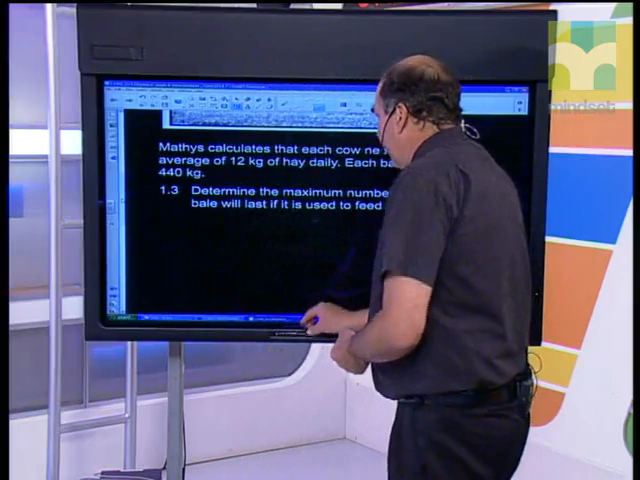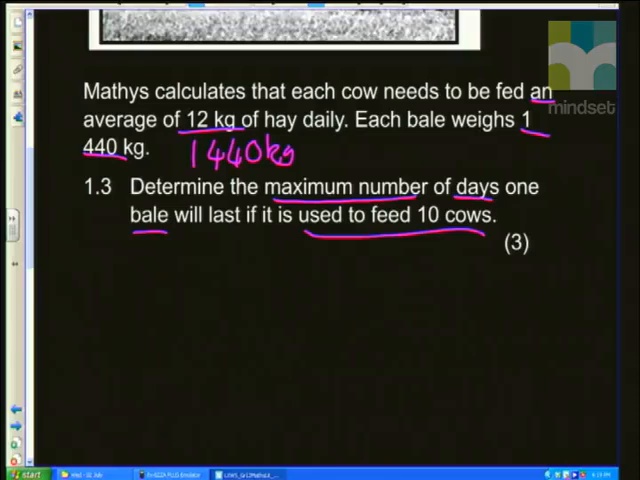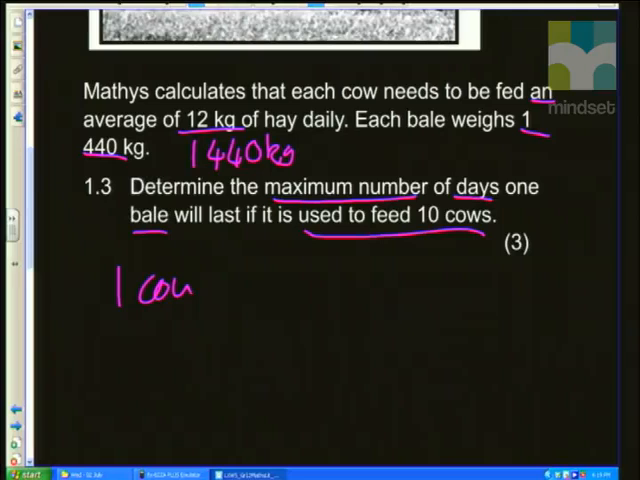Mateus calculates that each cow needs to feed an average of 12 kilograms of hay daily. This is in winter. Now, each bale weighs 1,440 kilograms, so we mustn't forget that. I'm just going to write it over here. We're asked to determine the maximum number of days one bale will last if it is used to feed 10 cows. Okay, so let's get this very clear. One cow eats 12 kilograms a day. So if one cow eats 12 kgs, then what's 10 cows going to do?